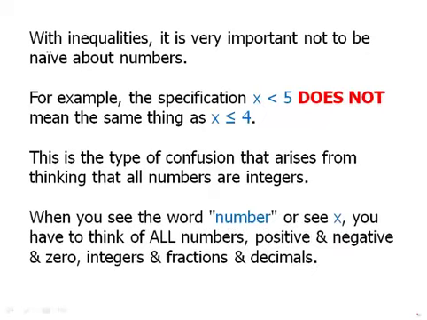In fact, when you see the word number, or just when you see an x, and all it's talking about is an x, and they don't specify anything else, you have to think of all possible numbers. This could be positive, negative, or 0. It could be integers, fractions, and decimals. It can be any kind of number on the number line. The whole number line is open when we just have the word number or when we just see the variable x.